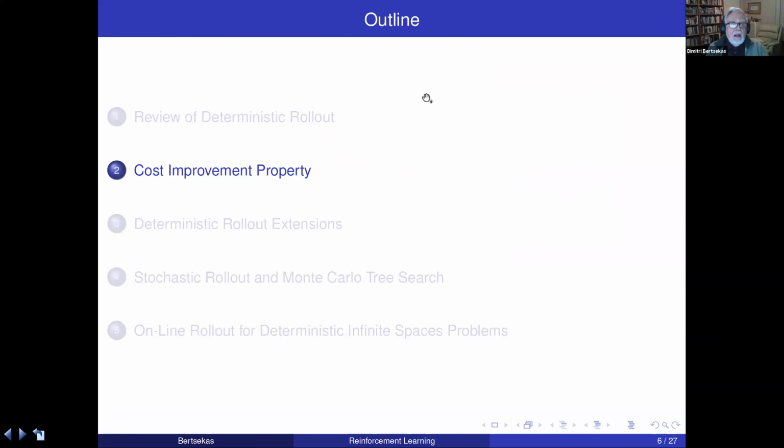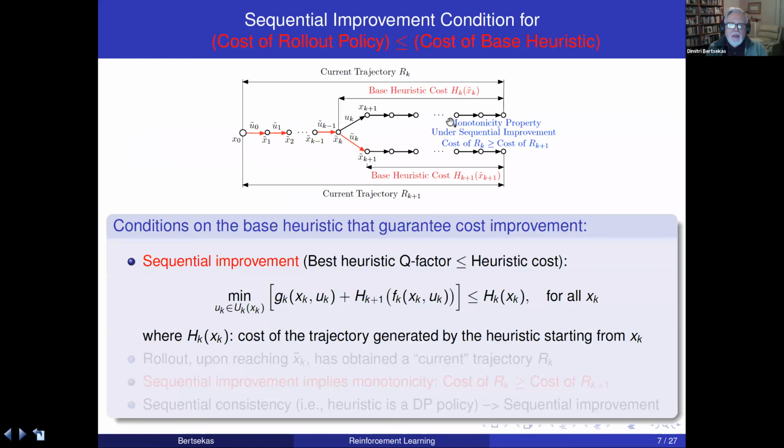So the cost improvement property is very important in the context of rollout. It says that with rollout, we don't get to do things worse than with the base policy. We want to show and to operate the algorithm so that the cost of the rollout policy starting from the initial state is less than the cost of the base heuristic. And so we have a cost improvement. However, this is not automatic because the heuristic that we use can be anything, okay? It can be something completely crazy. There's no reason to believe that this cost improvement is going to hold.